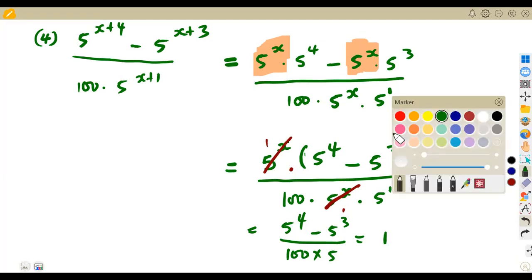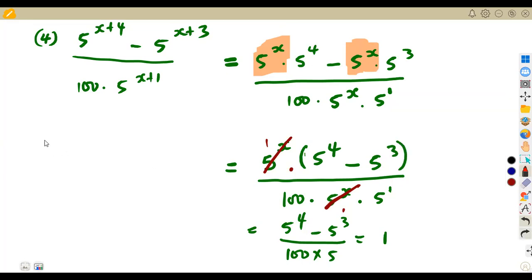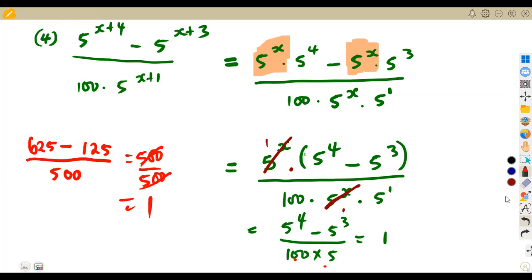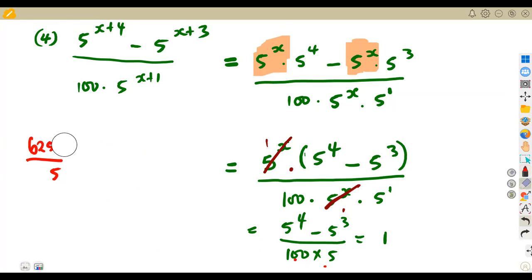If you wanted to simplify stage by stage, remember 5 to the exponent of 4 is 5 times 5 times 5 times 5, which is 625, minus 5 to the exponent of 3, which is 125, everything over 100 times 5, which is 500. Then we subtract 625 minus 125, it gives us 500 over 500, which gives us a 1. So that is how we could have simplified.